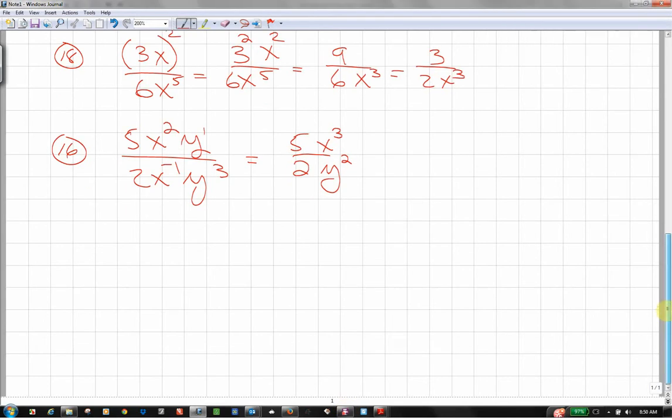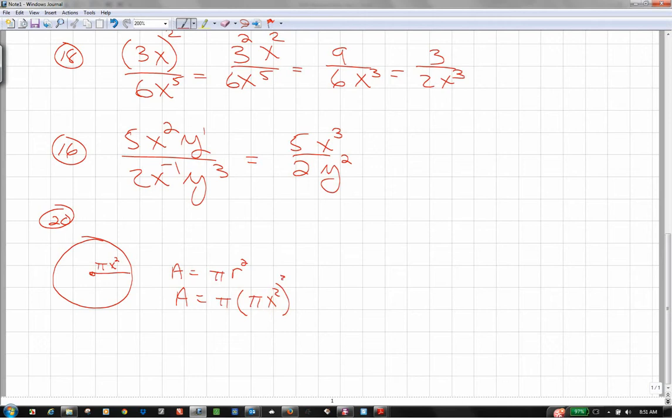Okay, let's go to 20. 20 says find an expression for the area of the circle. So 20 looks like this, and it's got a circle with a radius of pi x squared. That's the radius. Now the area of a circle is equal to pi times the radius squared. So let's put the radius into that. So the area is equal to pi times pi x squared, squared.